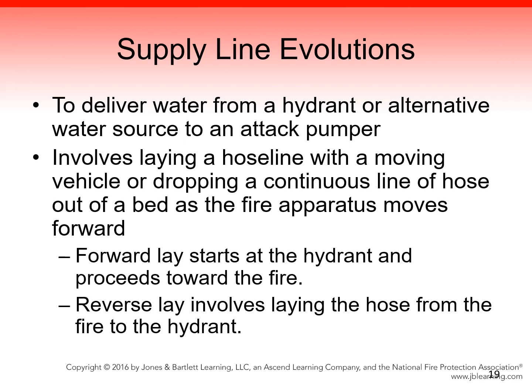A forward lay starts at the hydrant and proceeds towards the fire. In this case, the hose is laid in the same direction as the water flows from the hydrant to the fire. A reverse lay involves laying the hose from the fire to the hydrant. With this evolution, the hose is laid in the opposite direction to the water flow. Each fire department will determine its own preferred methods and procedures for supply line operations based on available apparatus, water supply, and regional considerations.